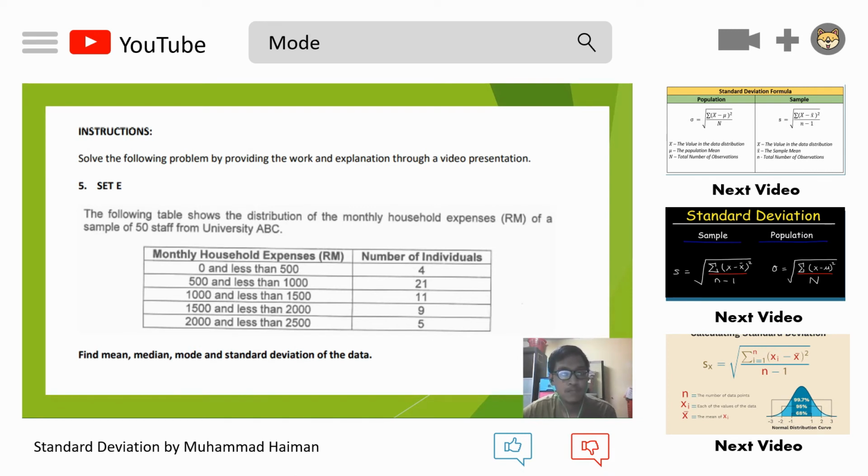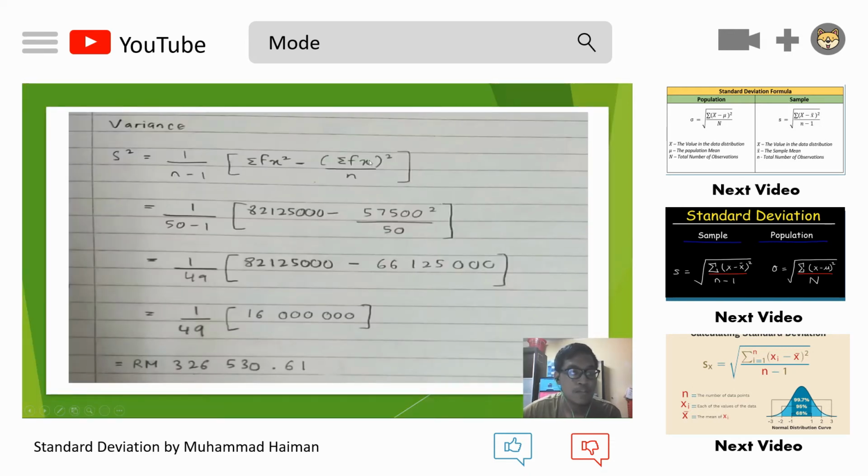I'm from CS110 4G. So for my turn, I will explain to you how to find the standard deviation of this problem. To find the standard deviation, first we need to find the variance. And this is the formula I use to find the variance, which is 1 divided by n minus 1 open bracket sum of fx square minus the sum of fx power by 2 divided by n, and then close bracket.